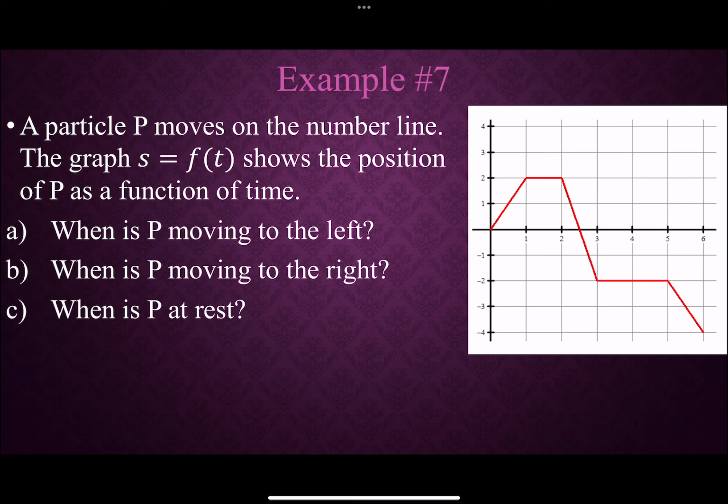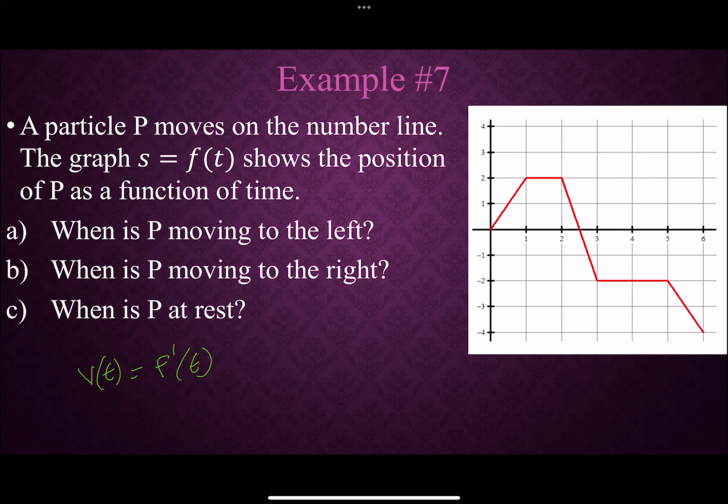Now, there'll be times you'll be given the graph already. So they tell us the particle P moves on the number line. The graph of position shows S equals f of t, the position of P as a function of time. So this is a position function graph. When are we moving left? When are we moving right? When is it at rest? So again, we need to know what velocity is. So velocity would be the derivative of position.